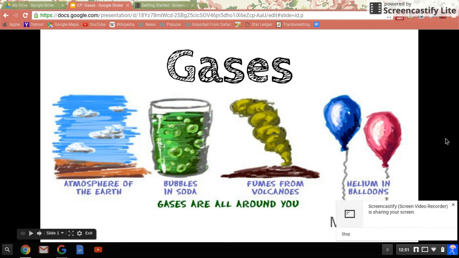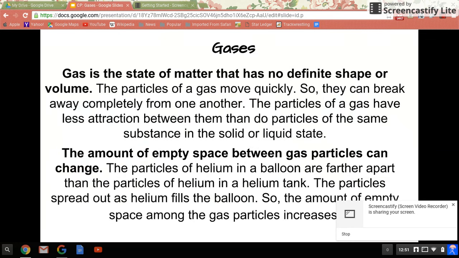Hi guys, today we're going to talk about gases. Gases are something that are all around you. We're going to be talking about various aspects, including gas laws. So up first, you guys know what you're supposed to do. You're going to be copying down the stuff that is in bold.